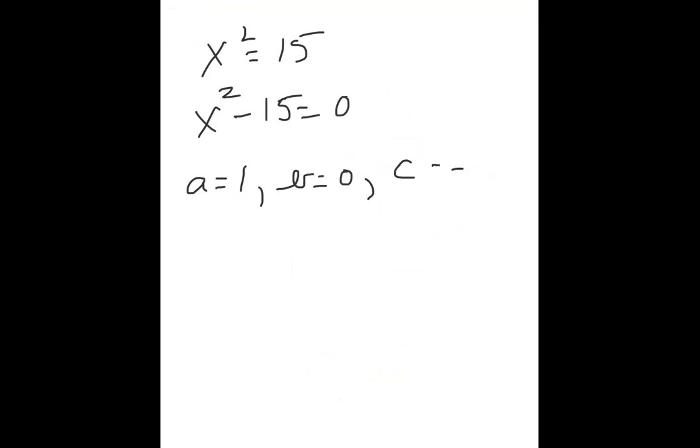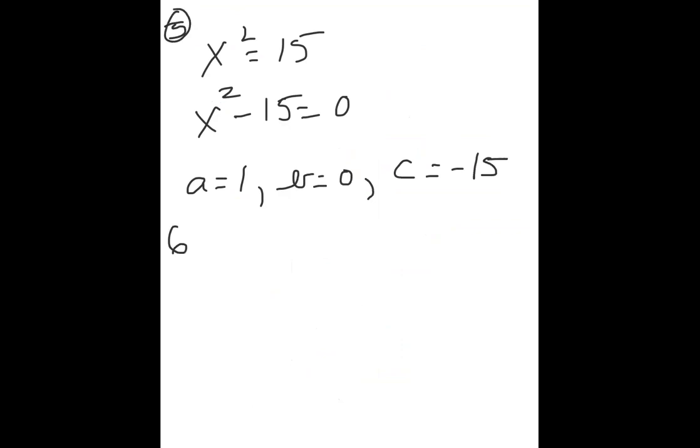Okay, they give you x squared equals 15. You got to find a, b, and c. First, move the 15 over so it becomes a negative 15. You have your x squared term, so a is 1. You don't have an x term, so b is 0. And c is negative 15. That's it. That was 5.